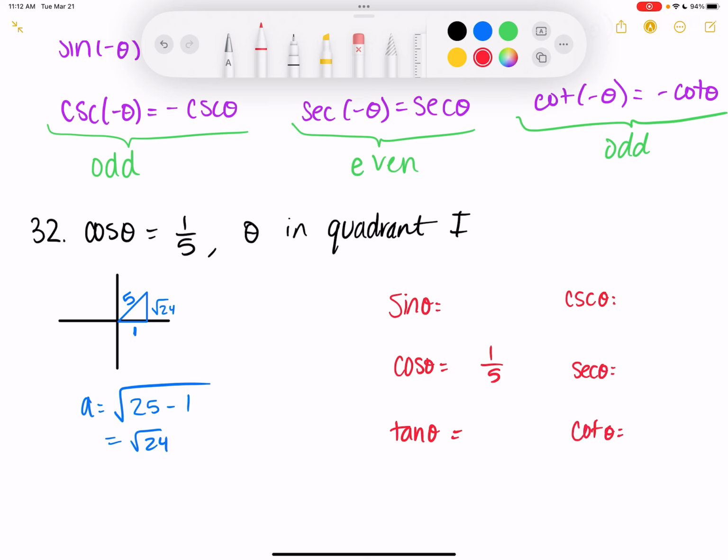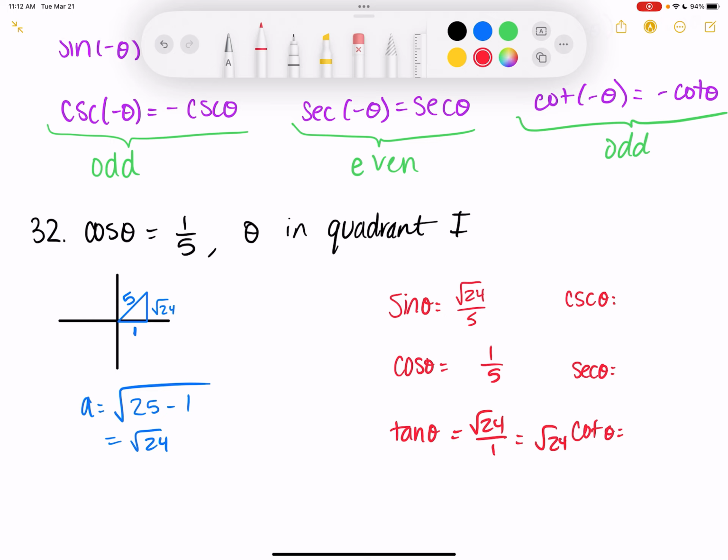So sine of theta would be what? Square root of 24 over 5. And what about tangent? Square root of 24 over 1. Yep, square root of 24 over 1, or just square root of 24.